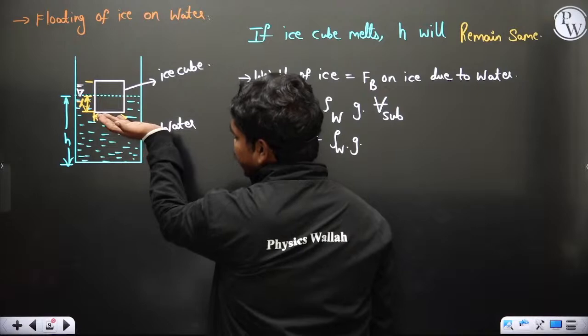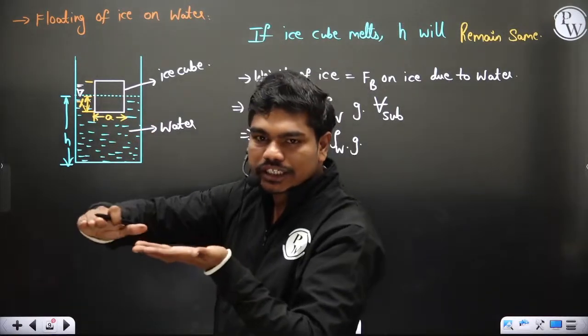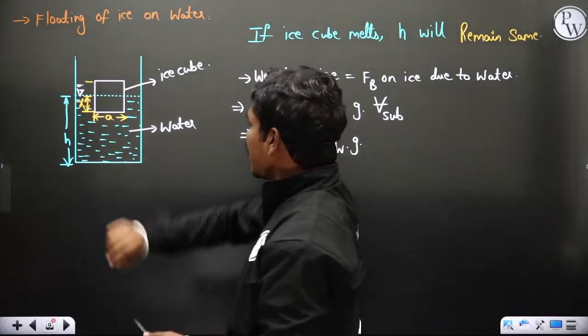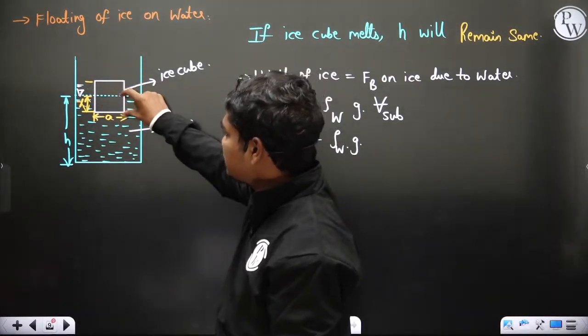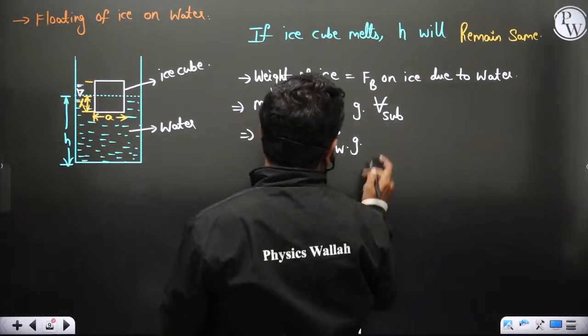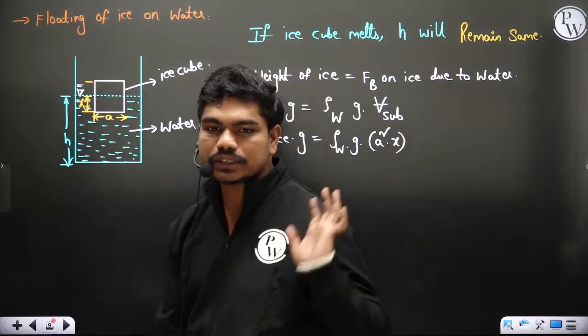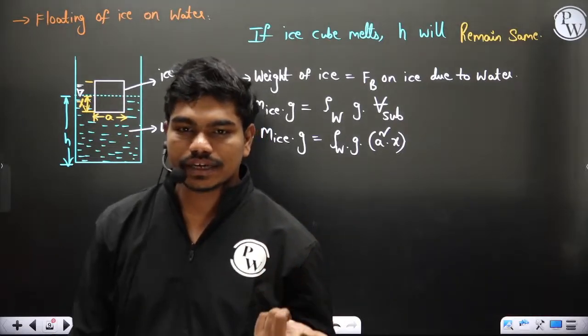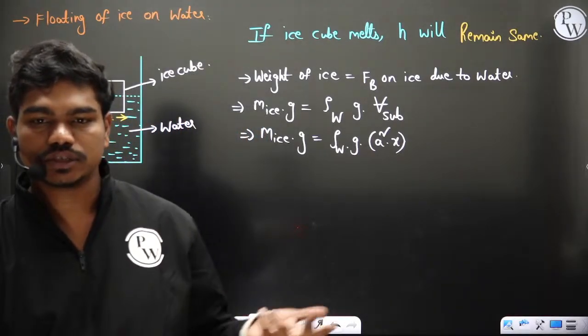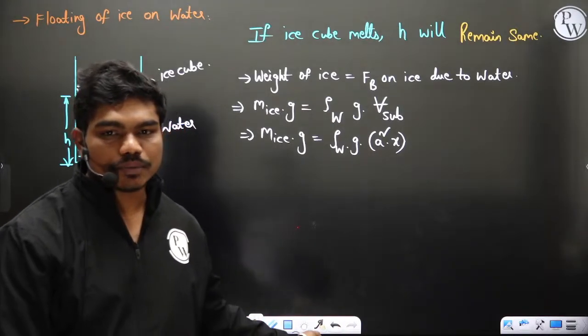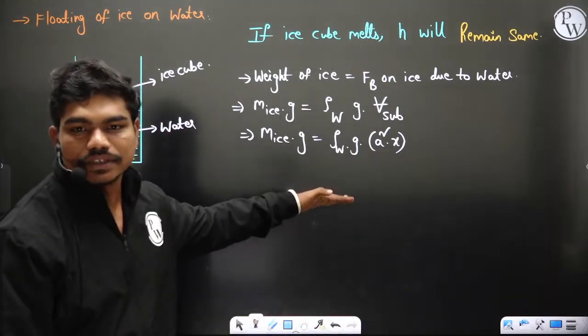Now let us suppose this is a cube. At every point the cross section is a square, yes or no? Because it's a cube, the cross section is a square, and these cross sections are piled up to a distance of x. So a square into x is the volume which is submerged. Is this clear to all of you till this point? Please type in the chat box. Is this equation clear to all of you?